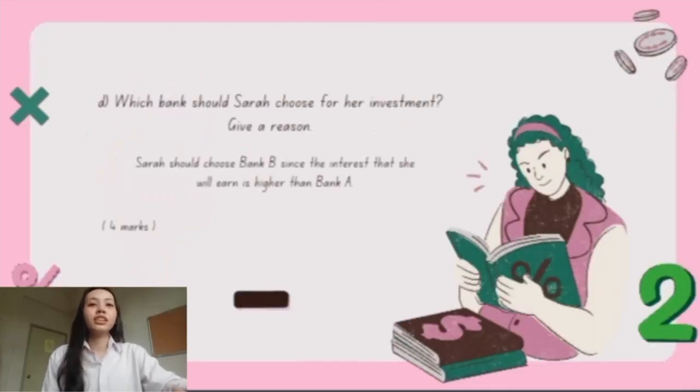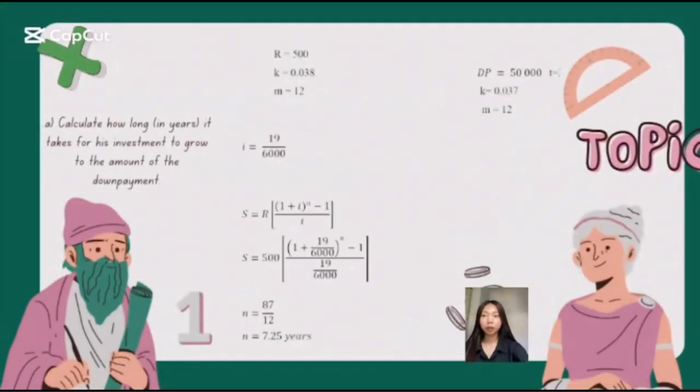And question D: which bank should Sarah choose for her investment? Give a reason. As we can see from the previous question, the Bank B interest is higher than Bank A. So the answer will be: Sarah should choose Bank B since the interest that she will earn is higher than Bank A.